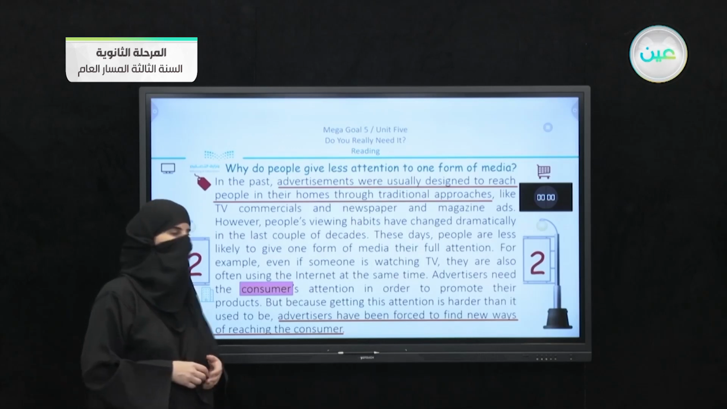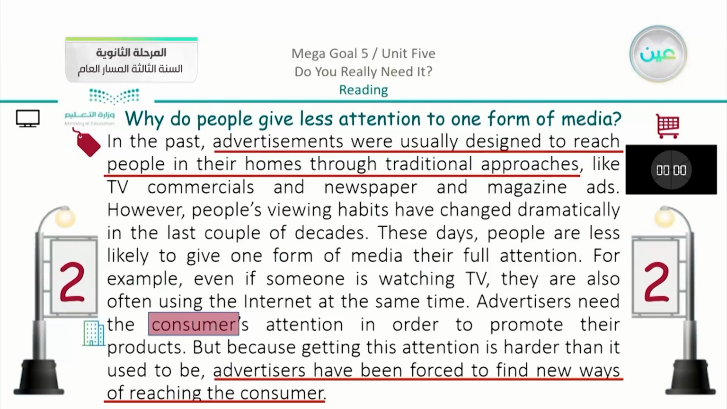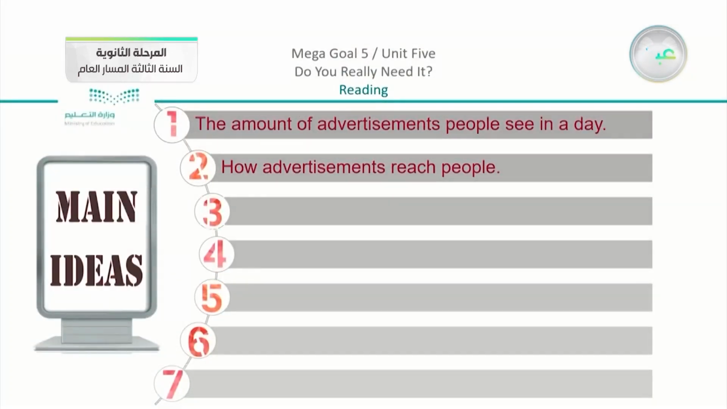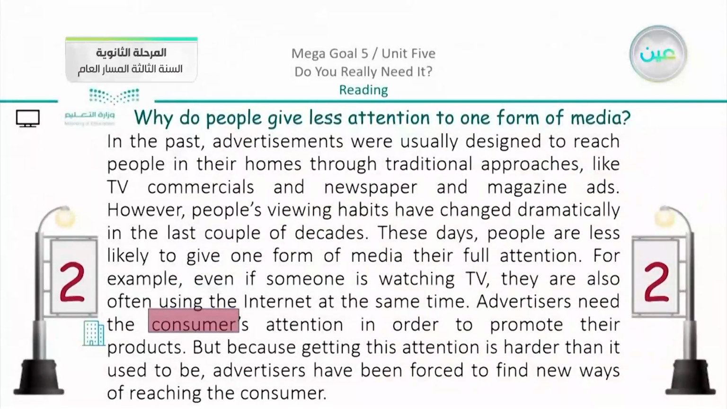So you can see here that we do have the word consumer, which is one of our vocabulary building words. The main idea that we have here, number 2, how advertisements reach people in general, either in the past, the present, or the future. Now going back to the question that we have here, why do people give less attention to one form of media?